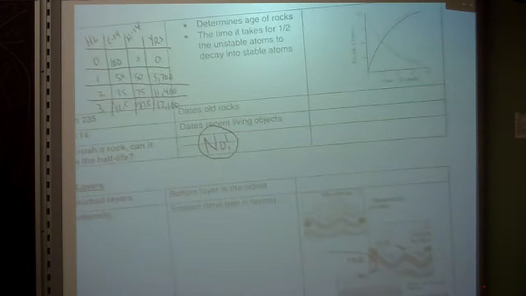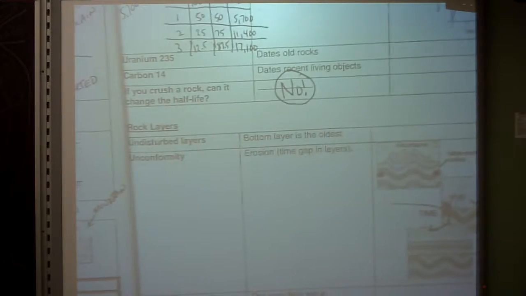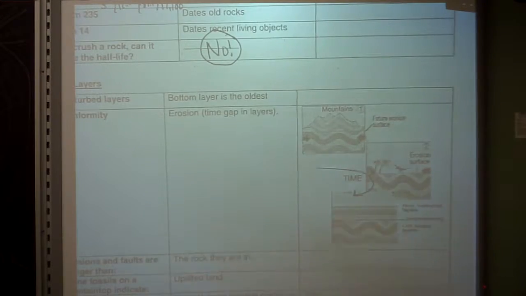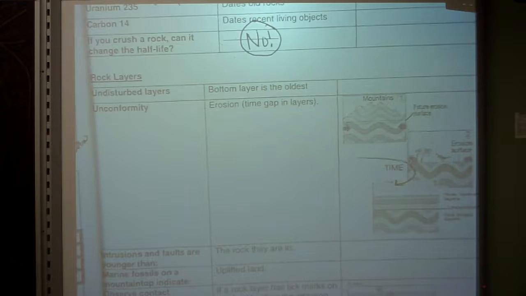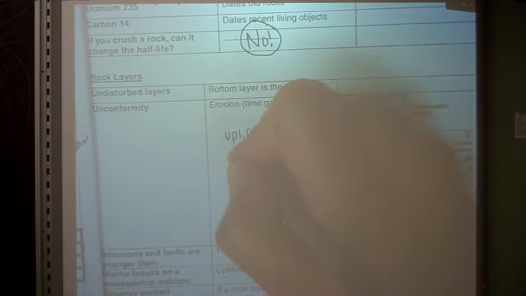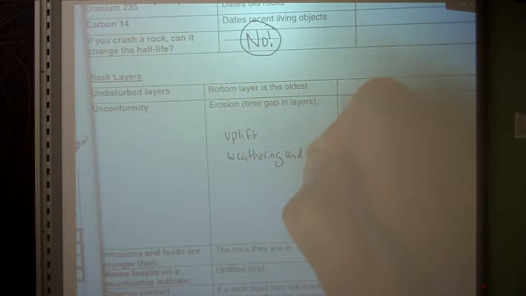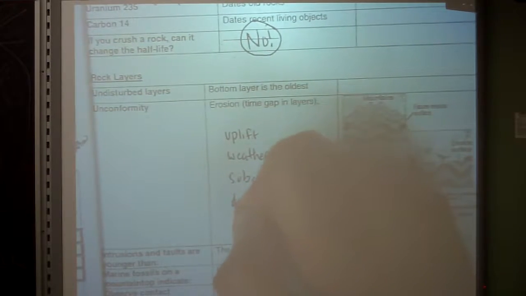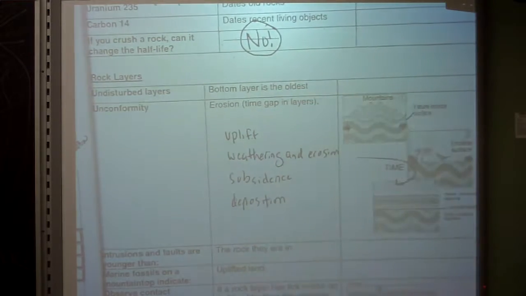All right, rock layers. If rock layers are undisturbed, then we use what's called the law of superposition, the oldest layers on the bottom. Now occasionally what happens is we get an unconformity where the layers have piled up on top of each other, and we have a gap in the fossil record, because in an unconformity we have uplift for an area, then we have weathering and erosion, and then we have subsidence, and then we have new deposition happening, and that leaves a gap in the rock record.